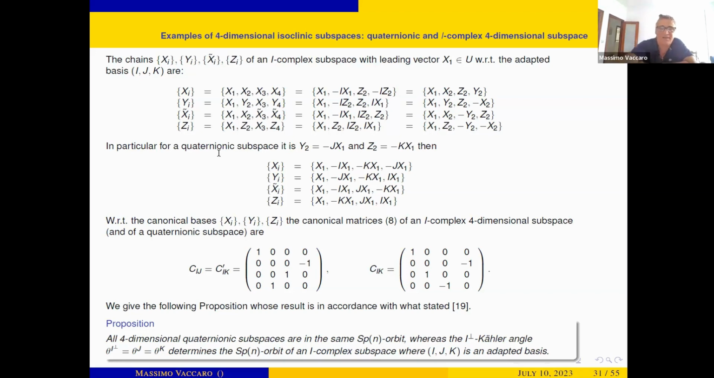And also, for an I-complex subspace, the orbit is determined by theta perp. Here there is a mistake, there is no perp in this. No, it's okay: theta J, theta K, yes. It determines the Sp(n) orbit of an I-complex subspace where IJK is an adapted basis. So for complex subspaces and also quaternionic, when you know the value of this angle, that is the angle between the complex subspace U and JU or KU, which are the same, all subspaces with this angle are in the same orbit, as long as they're complex, of course.